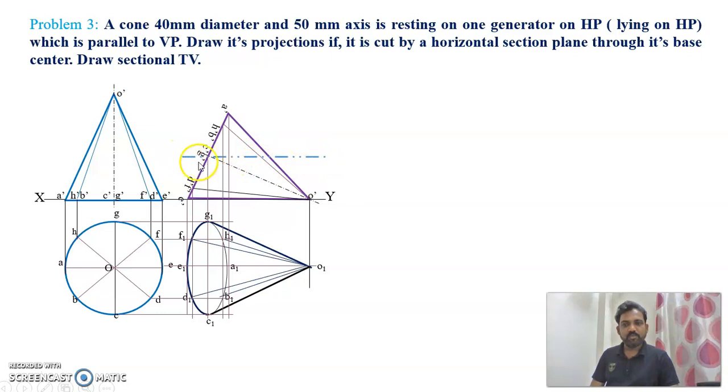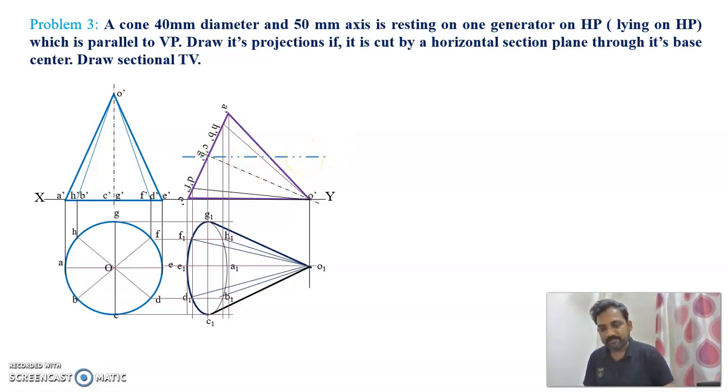So this is the horizontal section plane which is parallel to XY from the center of the base. So C dash G dash is the center of the base. So parallel to the XY line, draw the cutting plane. Now once you draw the cutting plane, then start marking the points. Now let's mark the points.